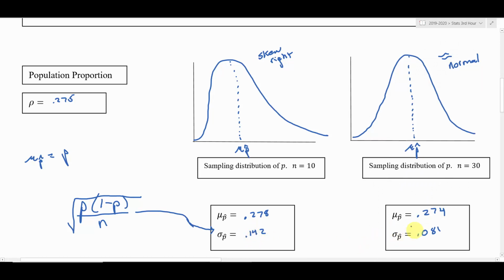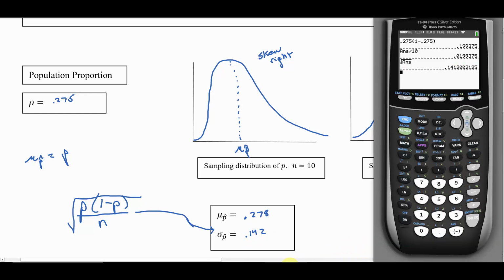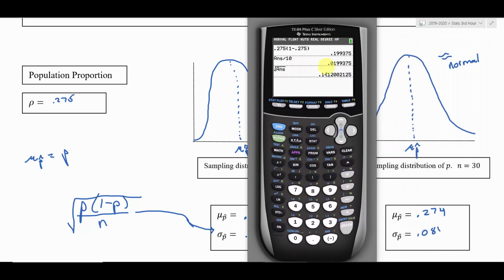I'm going to do it one more time, this time with the sample size of 30, and make sure that we get something close to 0.081. It's going to be the same thing, and I'll just go up and grab it. I can take this and divide it this time by 30 because our sample size is 30. And then I can take the square root of that number.